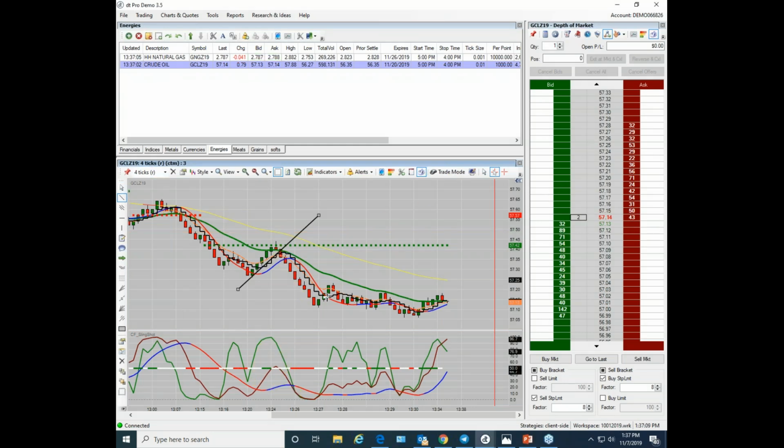Happens again here. There is the down close. Doesn't quite get to the BBC. What color is the cycle? It's blue. It better close below the trend line. It does. Here's the close.